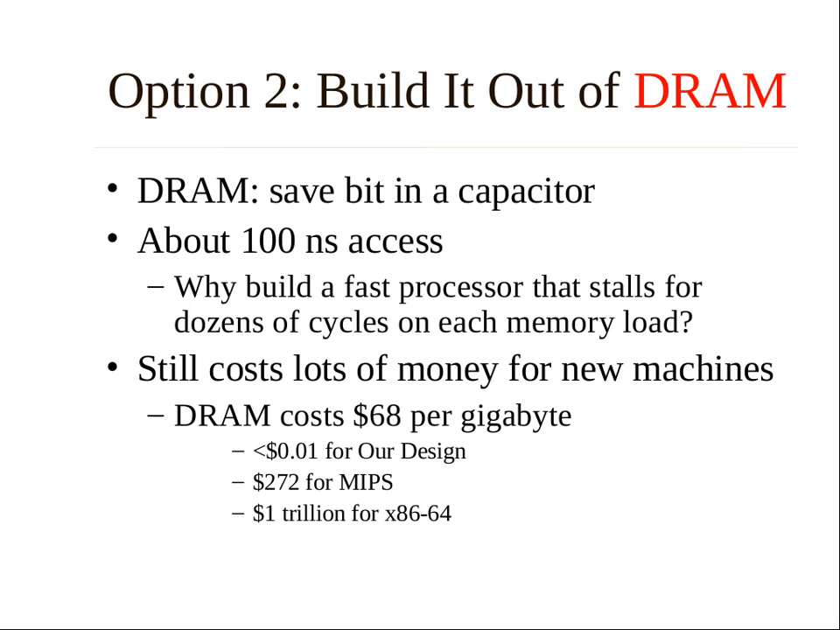Well, let's at least look at the cost. $68 per gigabyte. I would say that's probably down to about 20, but we're going to stick with this for now. Less than a penny for our design. It's great. Half a penny. $272 for MIPS. Okay, not the best, but it would still work. 1 trillion for x86. Look how cheap. It's better than 128 trillion. I love the jump. We better jump on these prices. Well, it's still good, right?